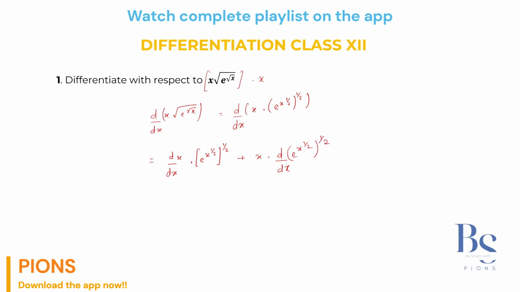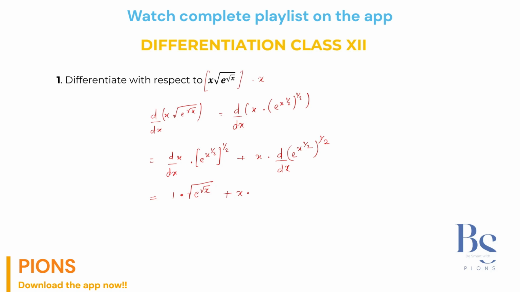Now what is the differentiation of x? The derivative of x is nothing but 1. Clear? So the derivative of x is 1 and the second term will remain as it is. I'll just keep it the way they have written in the question, root under e to the root x, because nothing we have to do with this. So let's keep it like this, plus x into, now let's differentiate the second term.